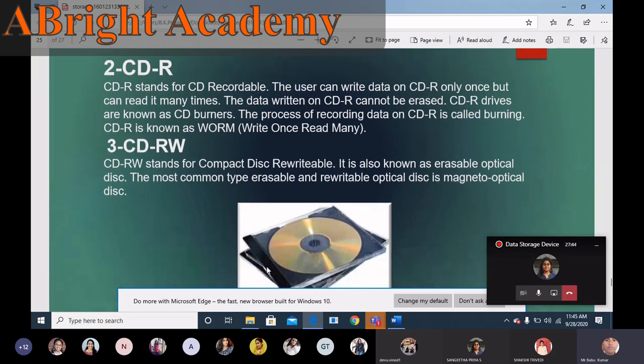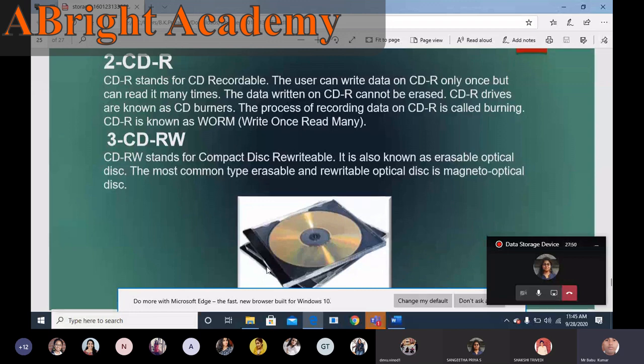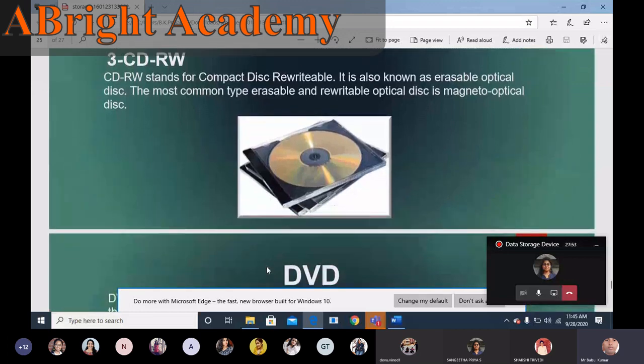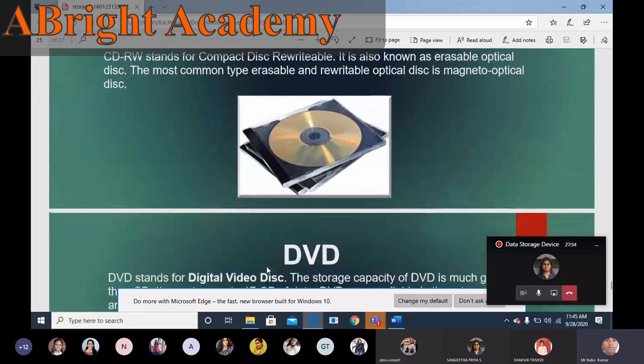CDRW. CDRW stands for compact disc rewritable. It is also known as an erasable optical disc. The most common type of erasable and rewritable optical disc is the magneto optical disc.